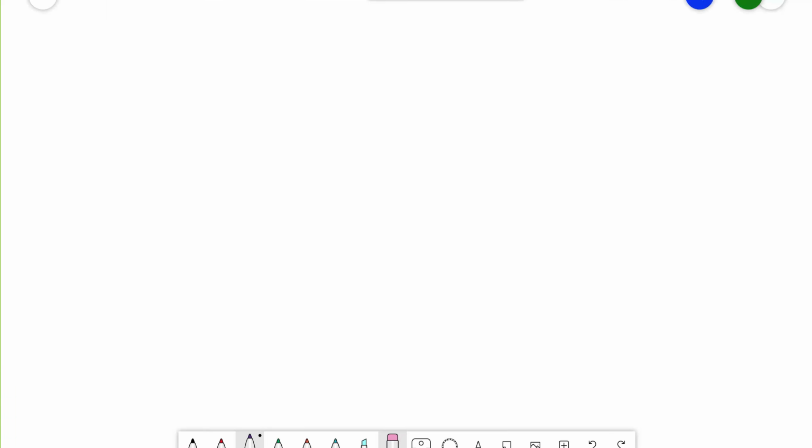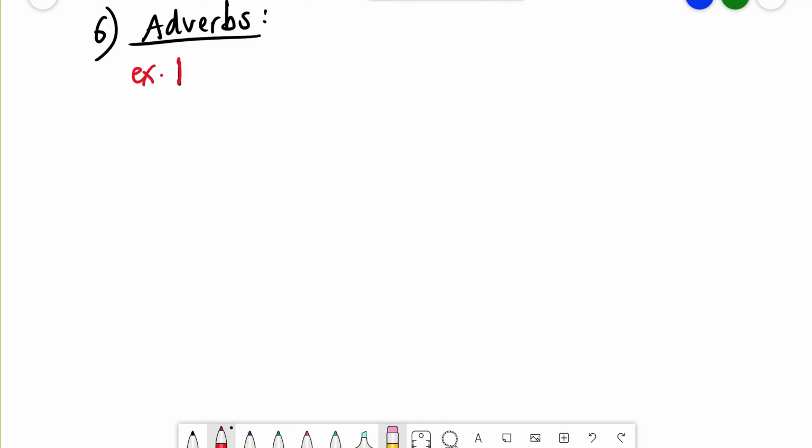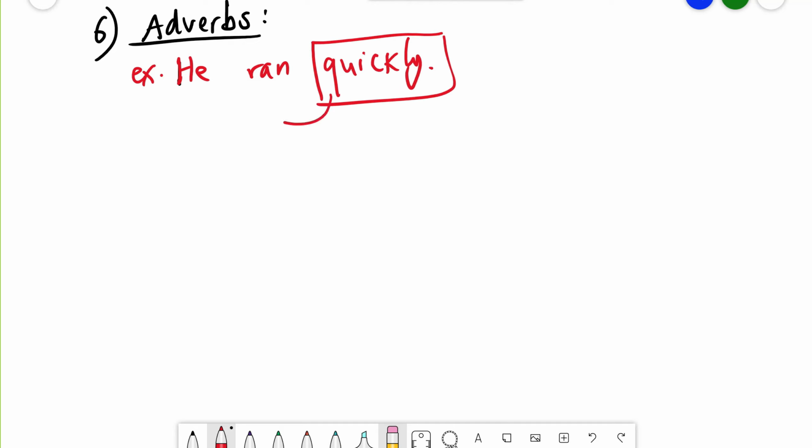What else? Number six. It could be, what else? Who can remind me? It could be adverbs. Like he ran quickly. We have this simple example, right? He ran quickly. So quickly is a modifier that modifies what? That modifies the verb.